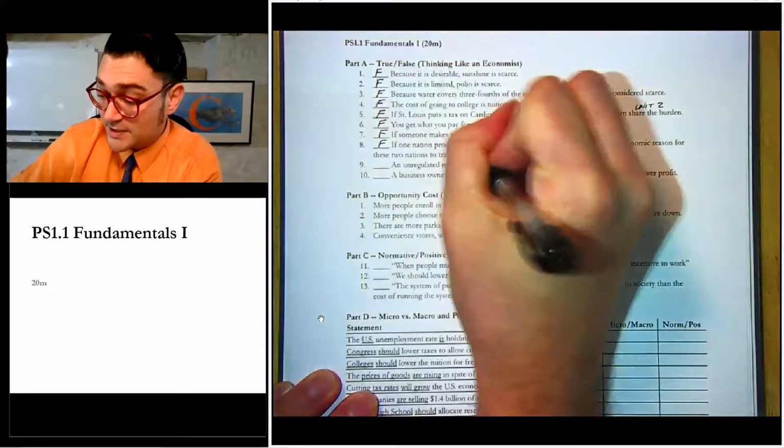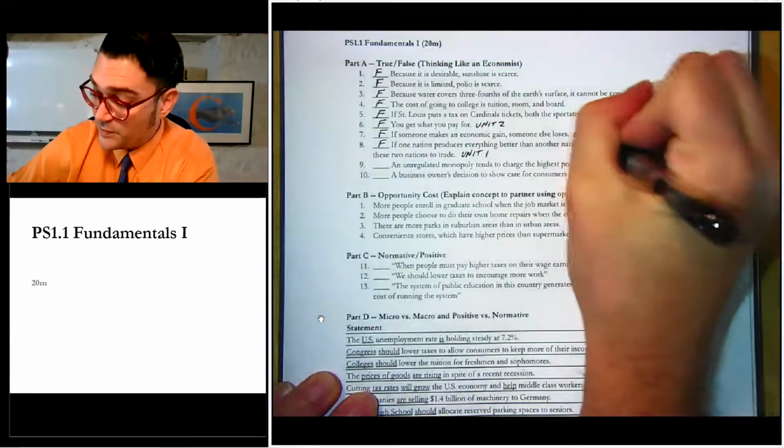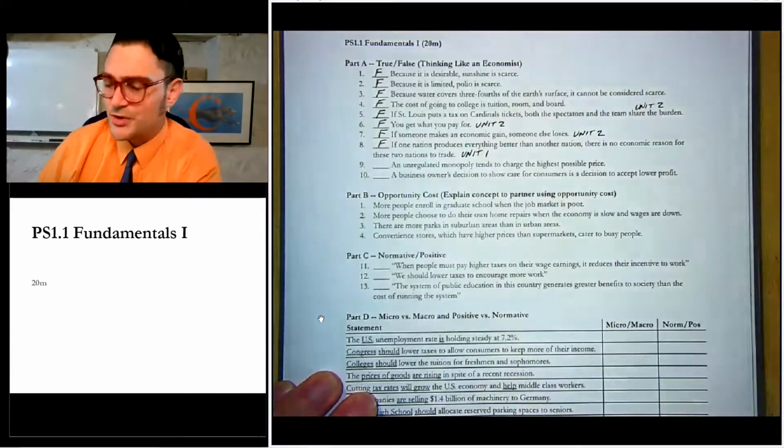We're actually going to deal with that one in Unit 1. And I forgot to say, this one's a Unit 2. So we're going to do that. We're going to do a couple of these in Unit 2.